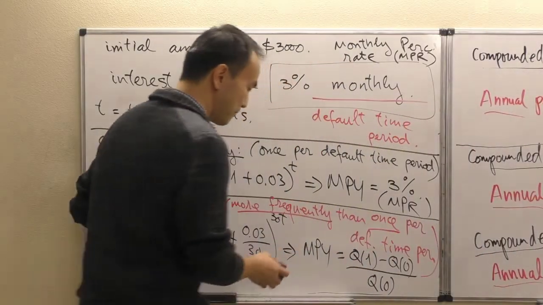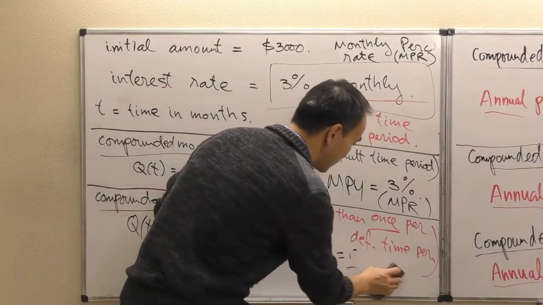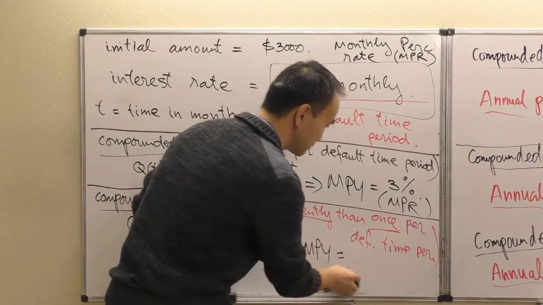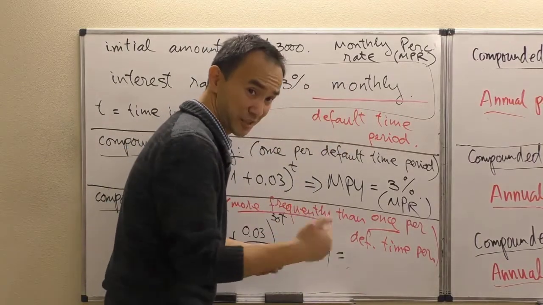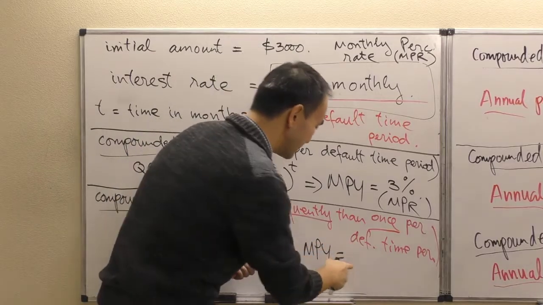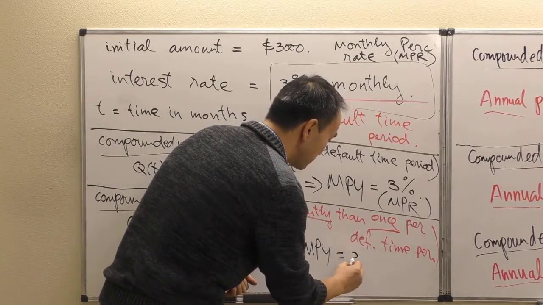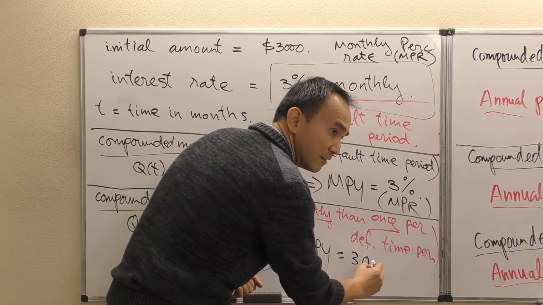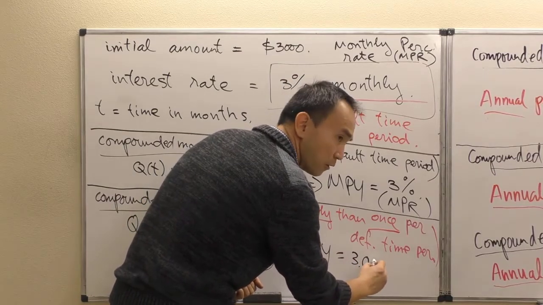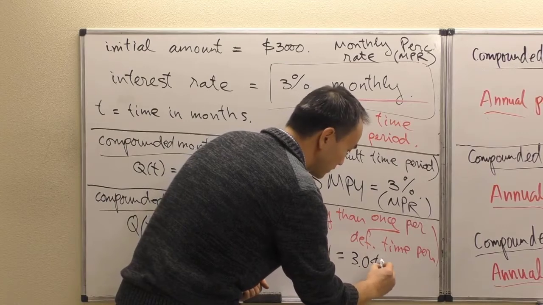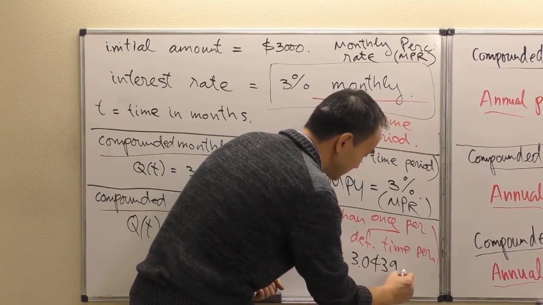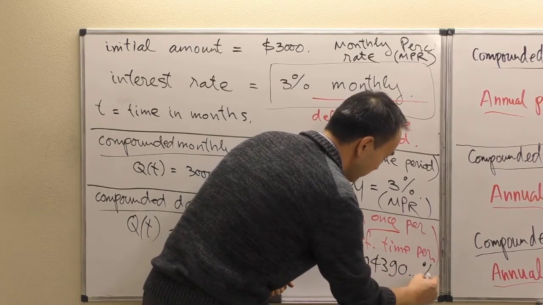So in that way, my MPY, my monthly percentage yield right here, is, in percentage points, 3.0439, and a lot longer percent.